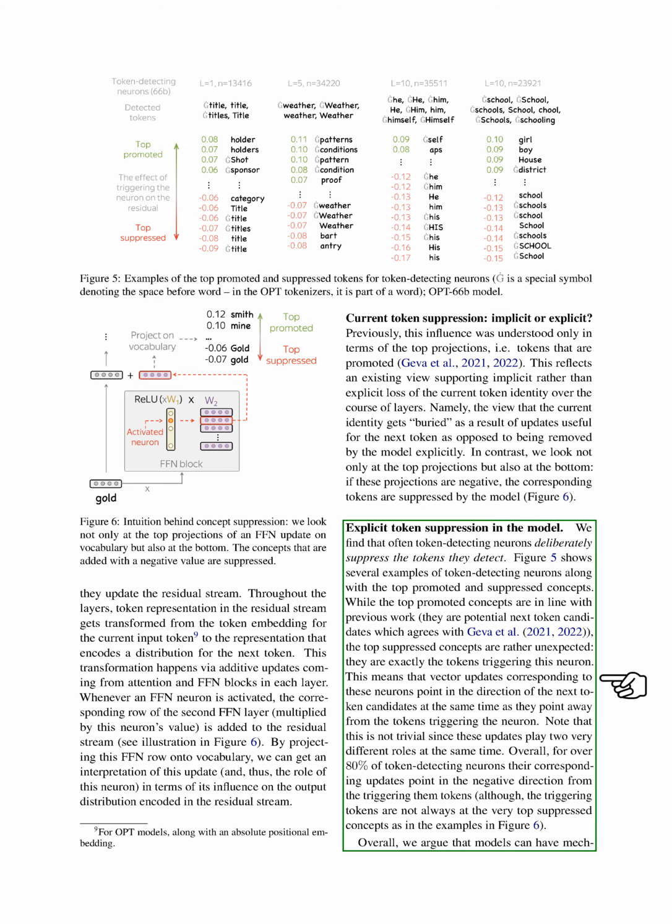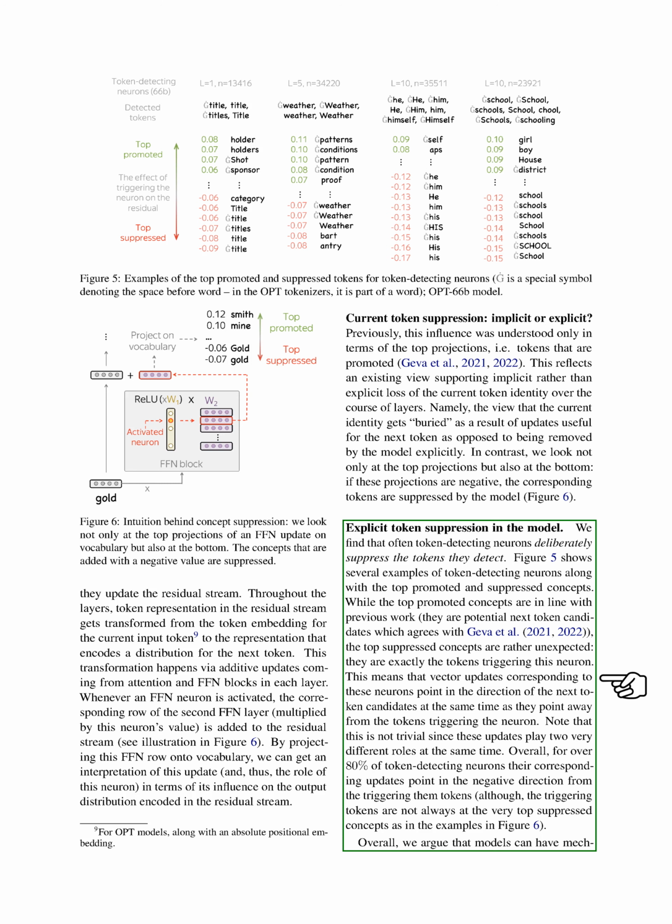Interestingly, we find that token-detecting neurons often deliberately suppress the tokens they detect. While the top promoted concepts are potential next token candidates, the top suppressed concepts are the tokens triggering this neuron. This means that the vector updates corresponding to these neurons point in the direction of the next token candidates and away from the tokens triggering the neuron.